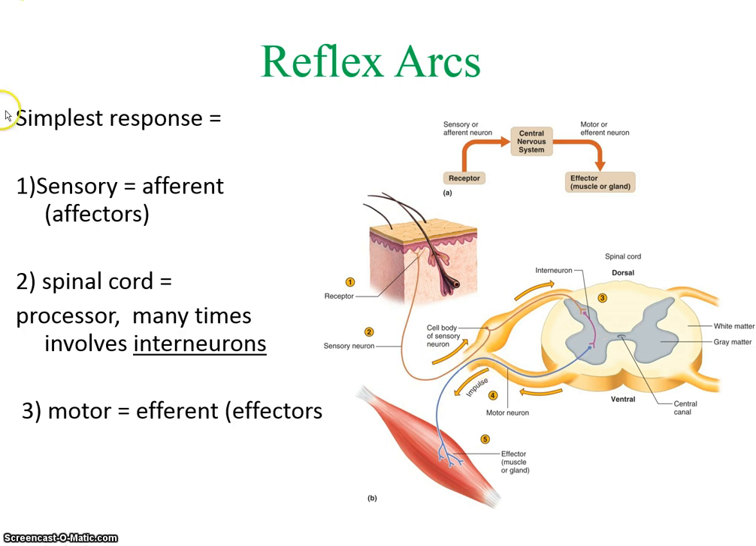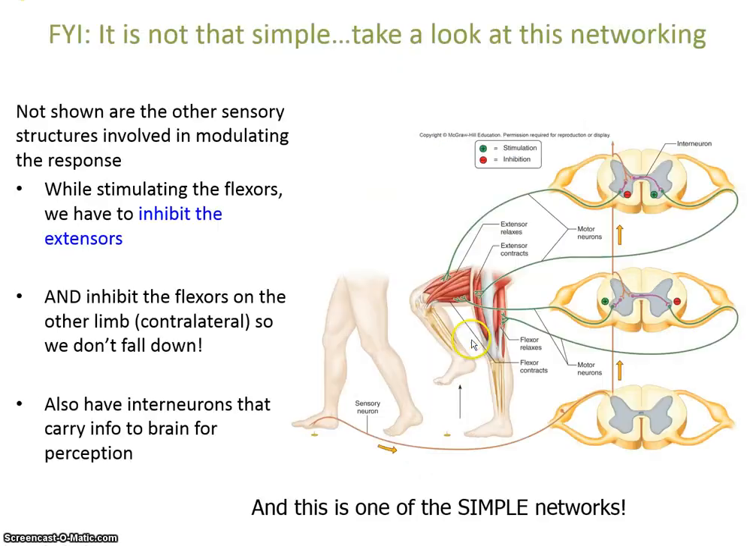All right, so simplest response, sensory. You're always going to have a sensory if you're going to have a response, and this is also called the afferent, right? To the spinal cord, in this case the central nervous system, and this is a processor, and many times again it involves this connector, an interneuron, and then out through the motor, which is going out through the ventral or anterior part. All right, it really isn't that simple, but we're going to keep it fairly simple just to remind you that you are a pretty complicated machine.